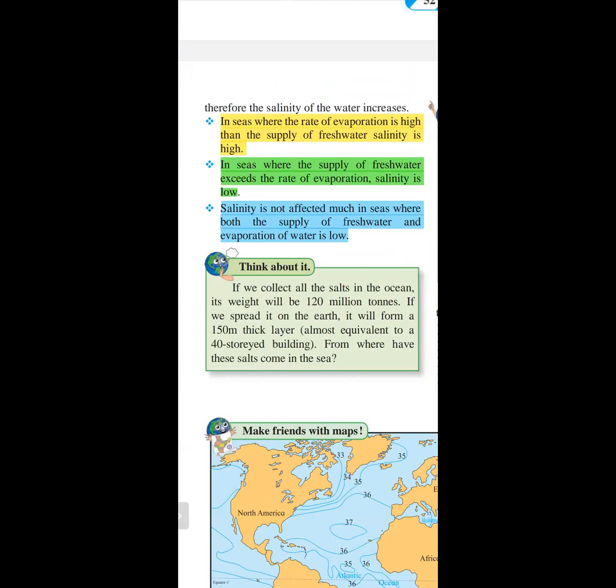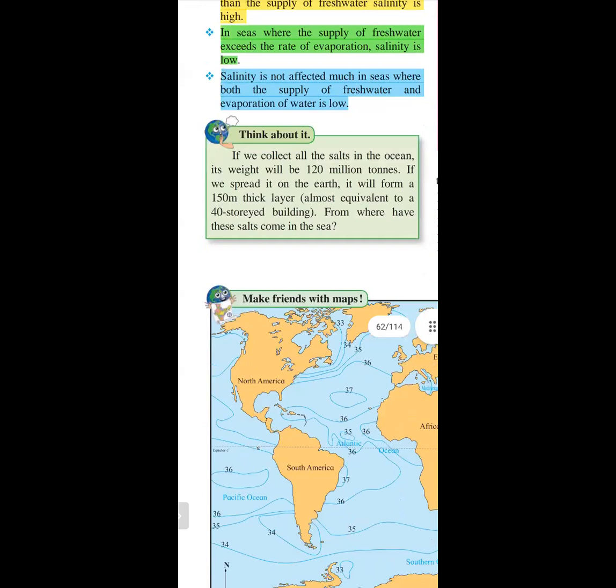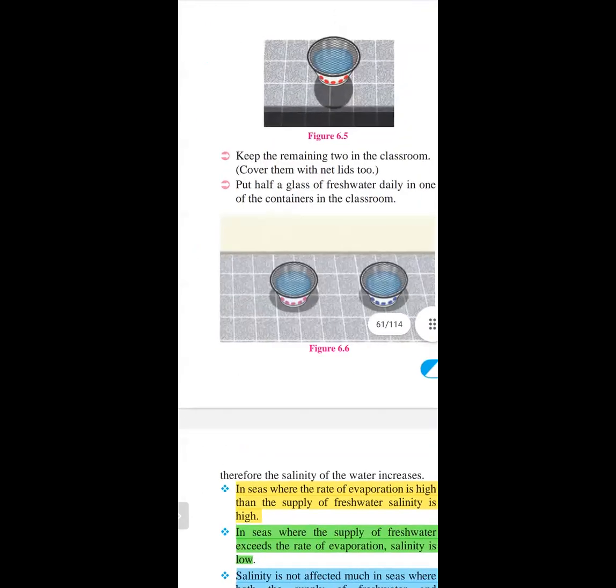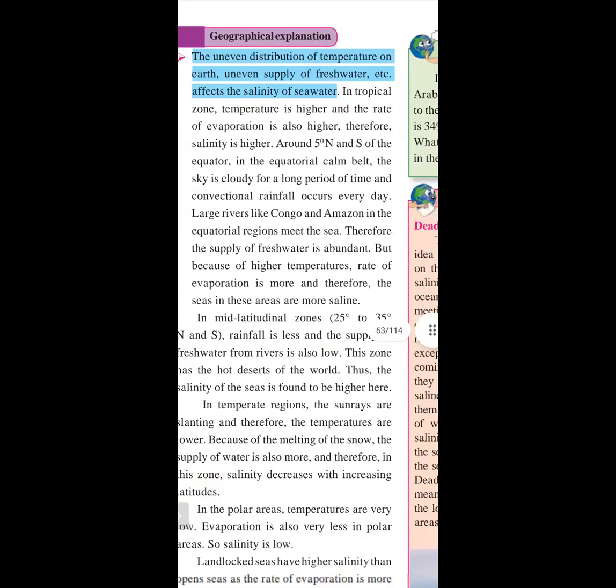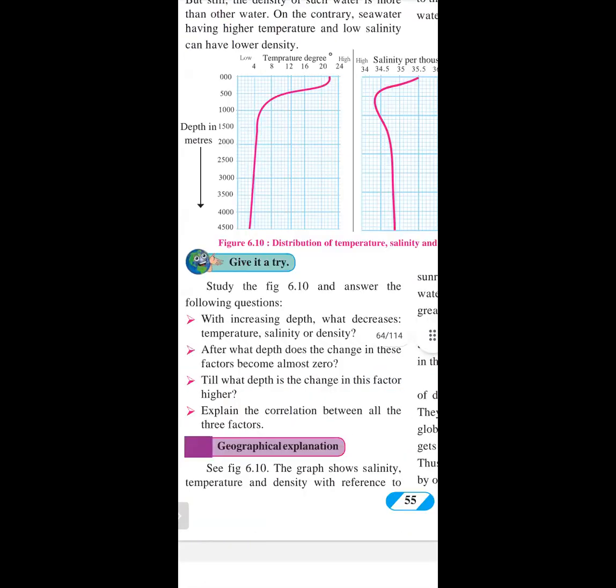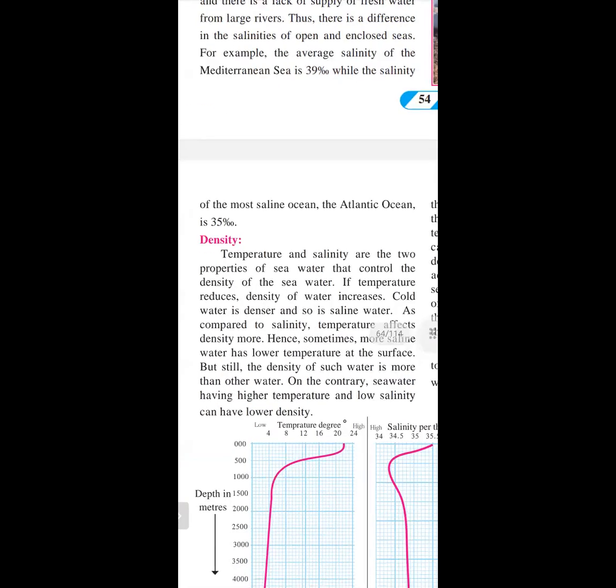Explain how temperature affects the following: the density of seawater. The density of seawater means page number 55. The density paragraph, page number 55. Yes, this paragraph, the whole paragraph.